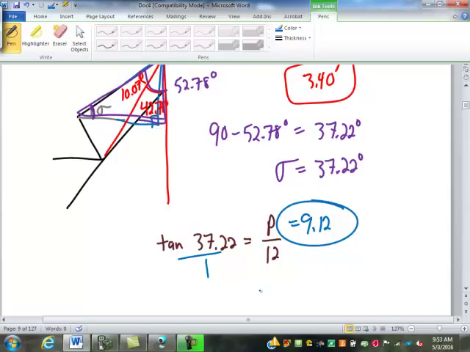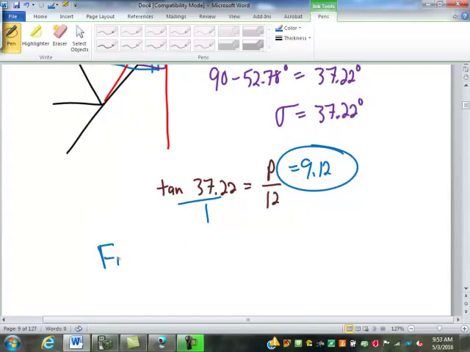Now the only thing that's left to find is H, and I'm going to leave that for you guys to find as part of your homework. So that's your homework. Part of your homework is find H.